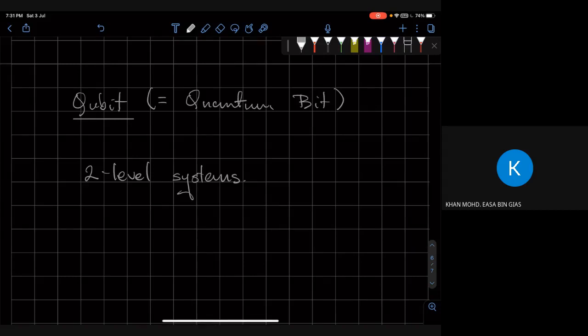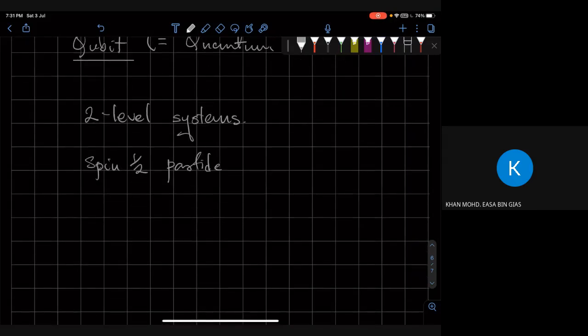So examples of two-level systems are, say, the spin of a spin half particle and its spin degree of freedom, okay? So for example, if I have an electron, it can be in a spin up or a spin down state with respect to a certain observable, say Z. And that's an example of a two-level system. There could be other two-level systems, such as, say, the lowest levels of an atom.